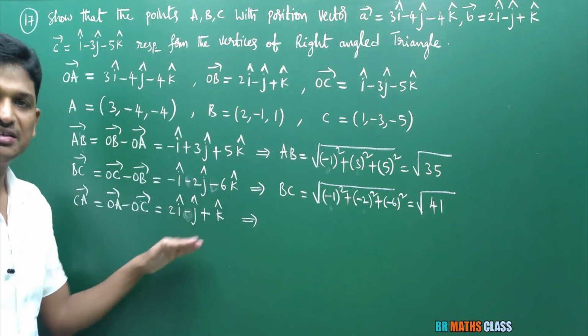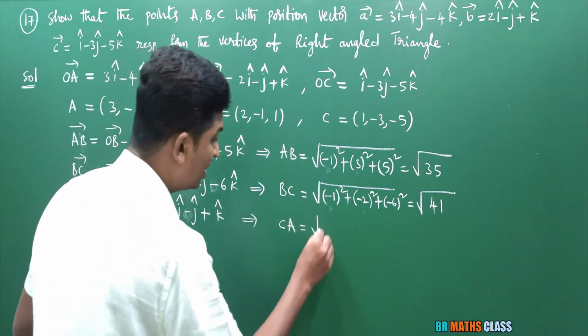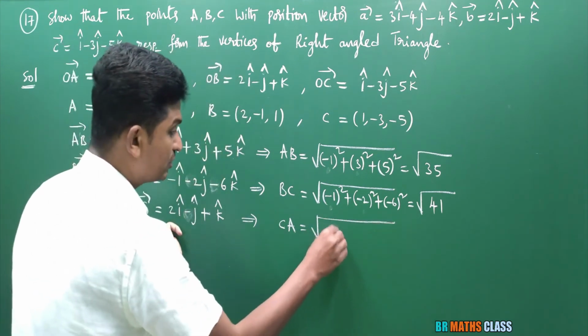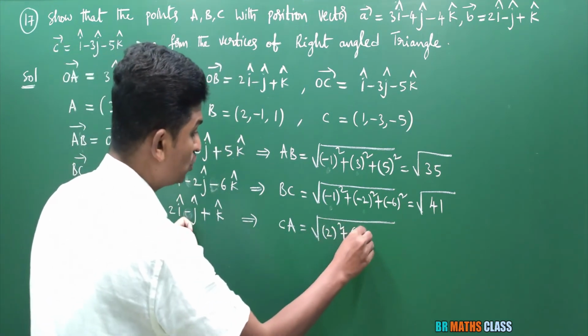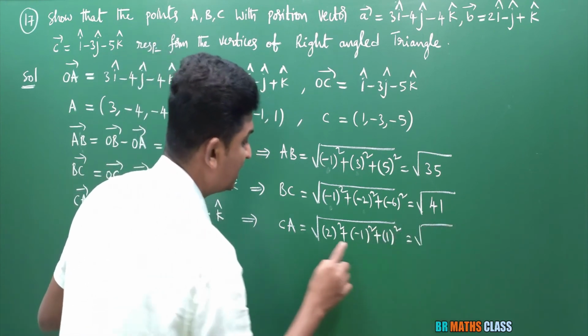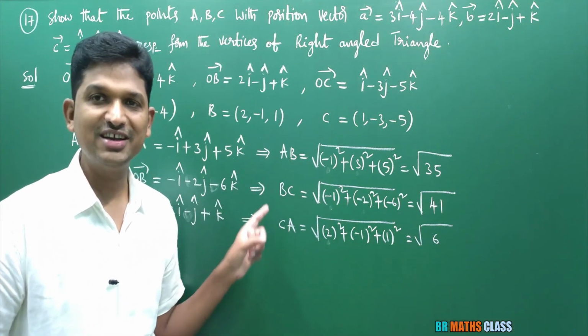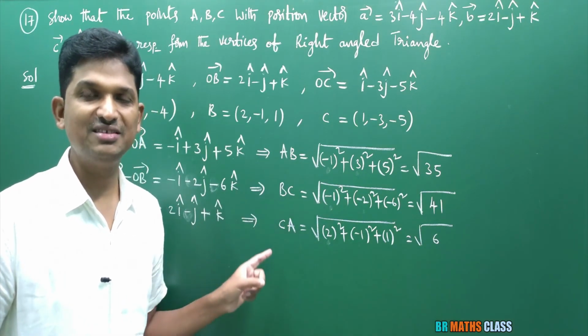Now I got the vector CA bar. I will calculate its magnitude. Magnitude of CA bar is CA. What is the formula? 2 whole square plus minus 1 whole square plus 1 whole square. If I simplify this, what I will get? 4 plus 1 plus 1, that is 6. You observe, I got three sides of a triangle AB, BC, CA.